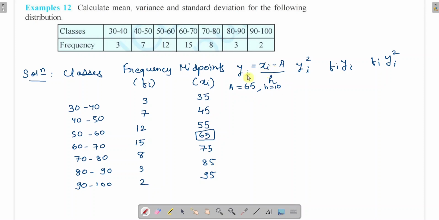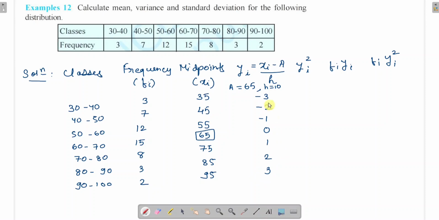Now what you will get: xi is 35 minus A, which is 65, divided by 10. So minus 30 divided by 10 is minus 3. 45 minus 65 divided by 10 is minus 2. 55 minus 65 divided by 10 is minus 1. 65 minus 65 divided by 10 is 0. 75 minus 65 divided by 10 is 1. 85 minus 65 divided by 10 is 2. 95 minus 65 divided by 10 is 3.